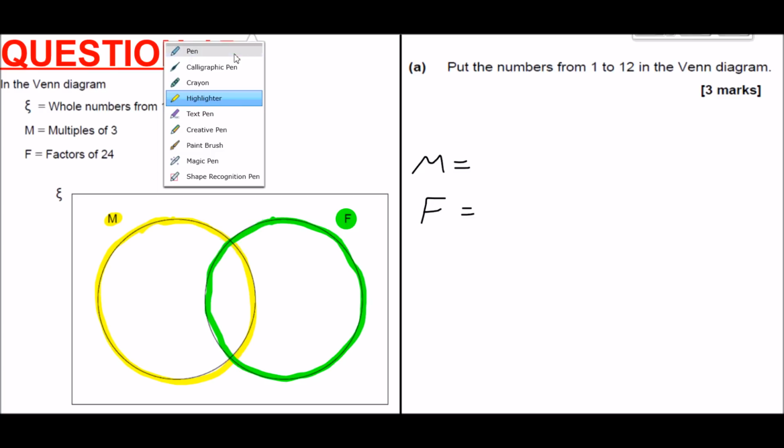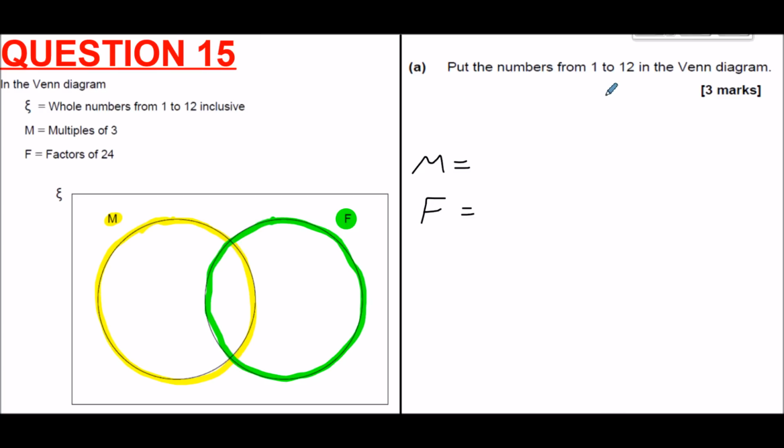But let's just think about the numbers from 1 to 12, which ones would be a multiple of 3? Well, multiples of 3 just means your 3 times table. So the first one would be 3, 6, 9, and 12 itself. Any higher we don't need because we're only going from 1 to 12.